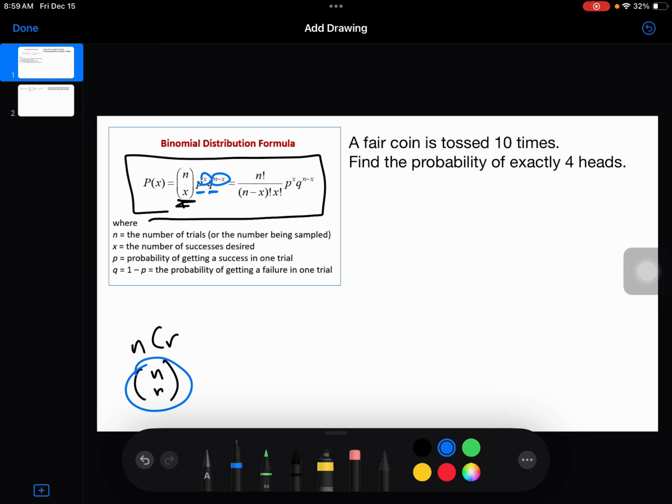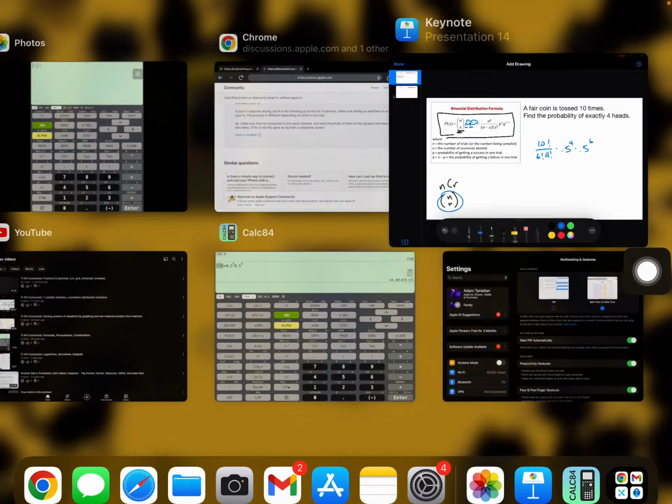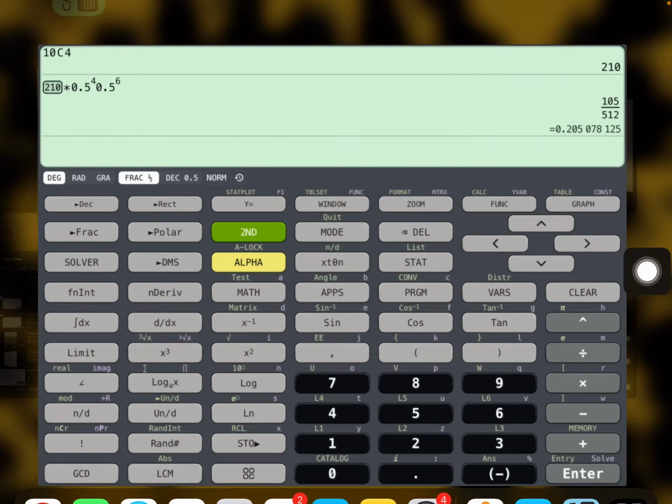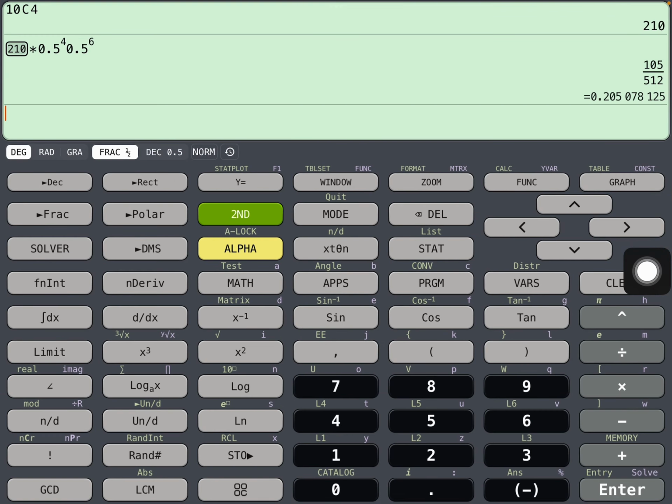And so this is fairly straightforward, where we've got 10 factorial over 6 factorial times 4 factorial, times 0.5 raised to the 4th, times 0.5 raised to the 6th. And for this, we're still going to need a calculator. I mean, we could sit here and do all the calculations, but it's a bit tedious.